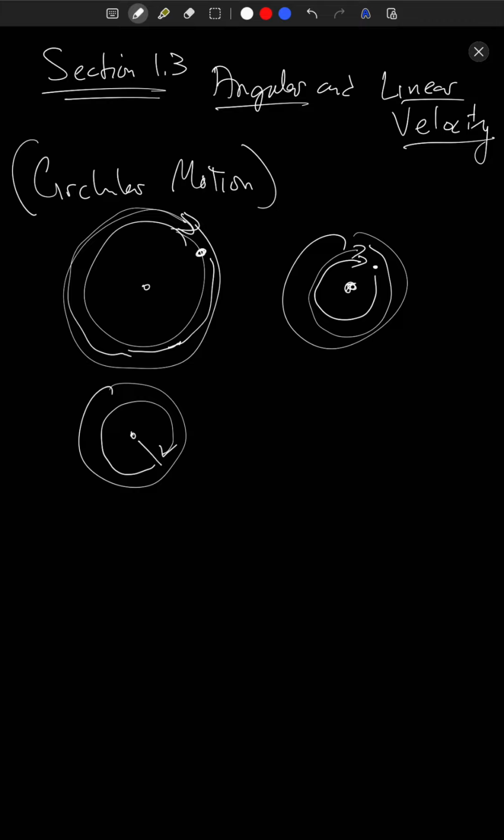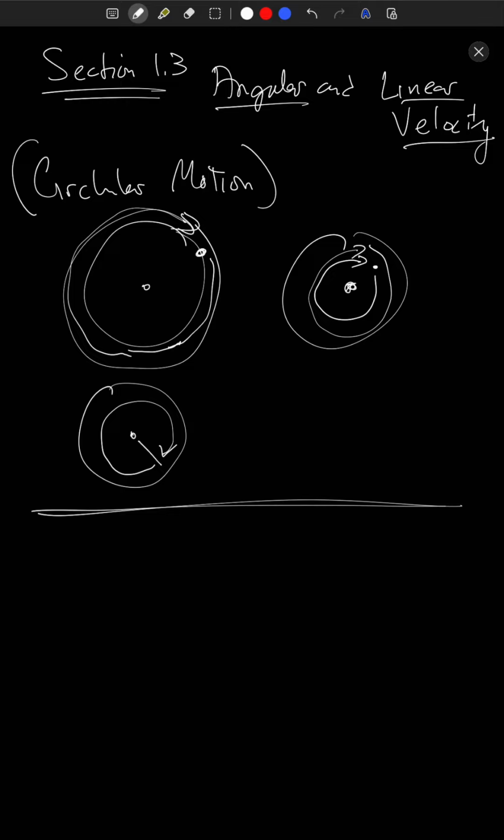In particular, we're interested in circular motion in a circle at a constant rate. So no speeding up, no slowing down is allowed for our discussion here today. If you do want to talk about speeding up and slowing down, that's going to have to be calculus. Okay, so we're talking constant motion in a circle.